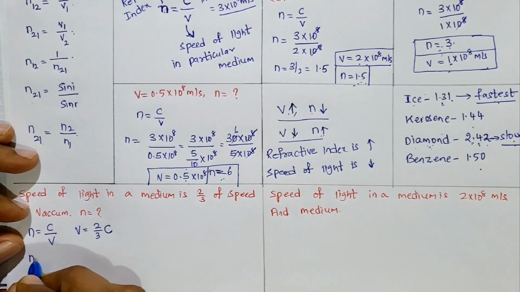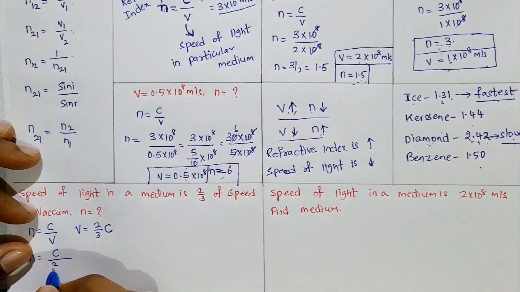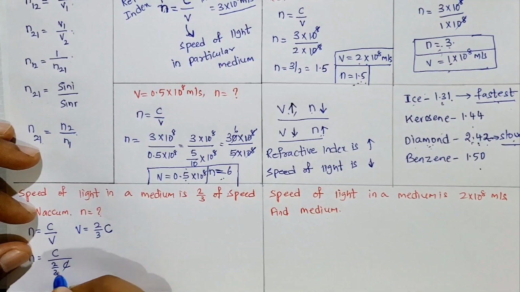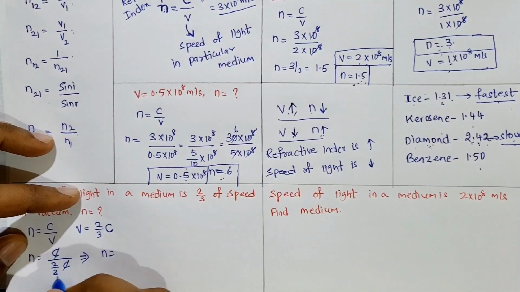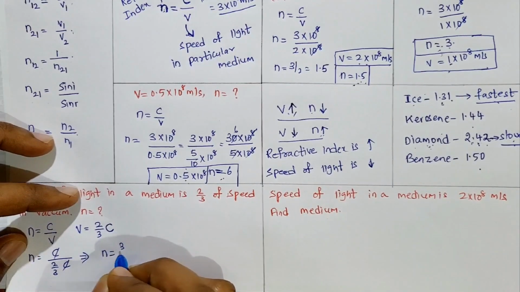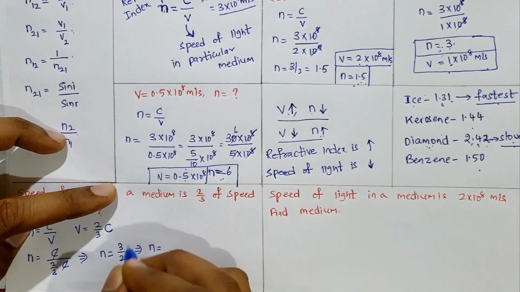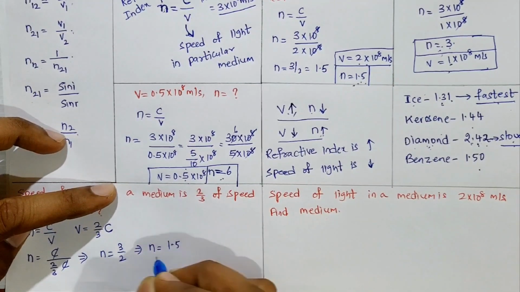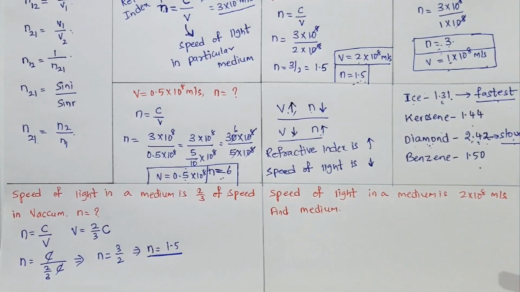n is equal to c divided by, in place of v, 2 by 3 into c. c cancels, which implies n is equal to 3 by 2. So we can say that the refractive index of the medium is 3 by 2. It is nothing but 1.5. Okay?